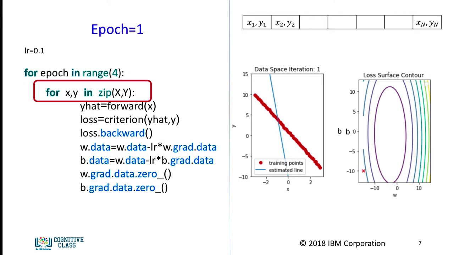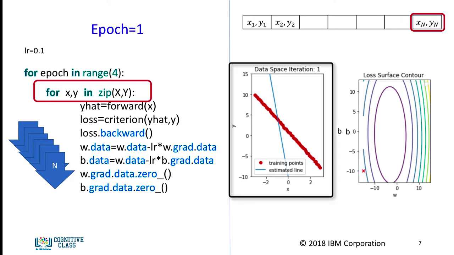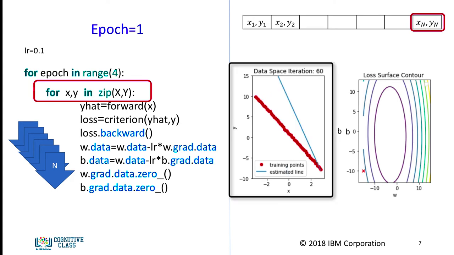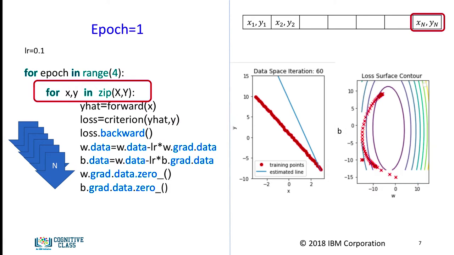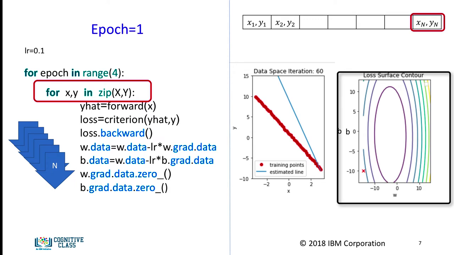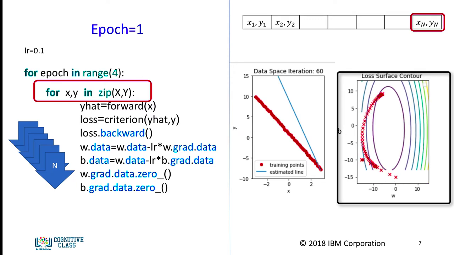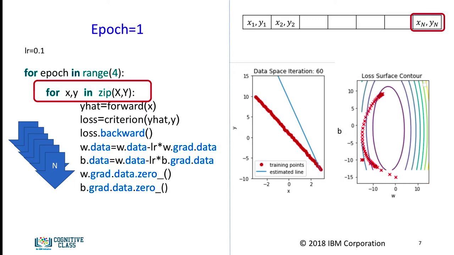So for the first epoch, we run through the first nested loop. We perform the update step using the first sample, then the second sample. We'll continue the process until we use all the samples. We can see in the data space that the line has changed accordingly. If we look at the loss surface contours after all the iterations, we see the parameter value has changed. It started off at this point and has ended at this point.